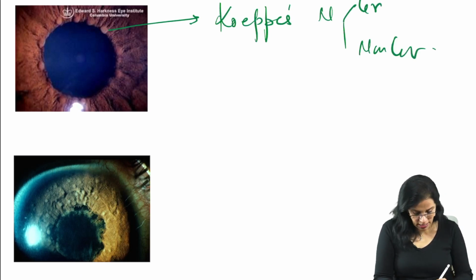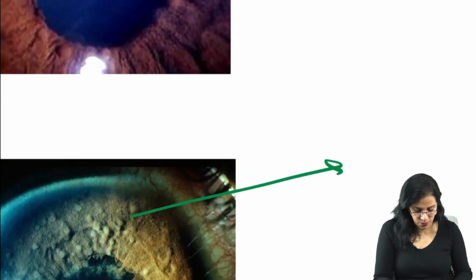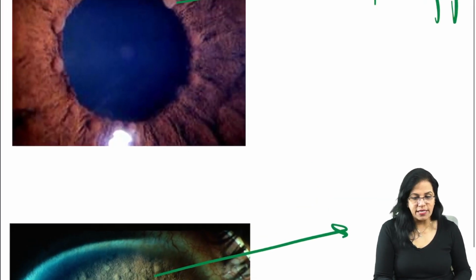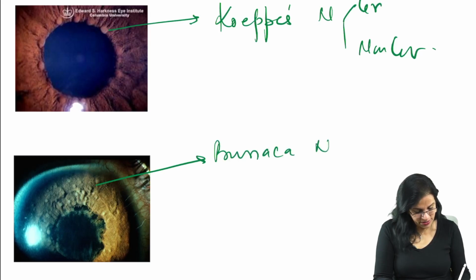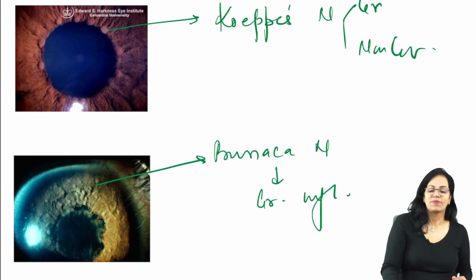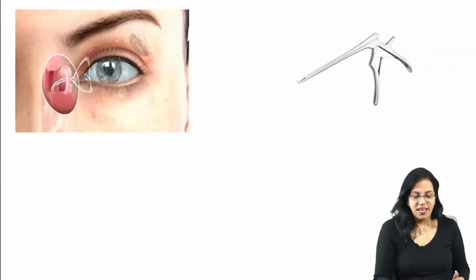And what is this? At the base of the iris, this is what is Busacca nodule, right? That was Koeppe's, this is Busacca. Okay? So at the base of the iris, this is your Busacca nodule. Busacca nodule is mainly a feature of granulomatous inflammations. Right? Next slide.